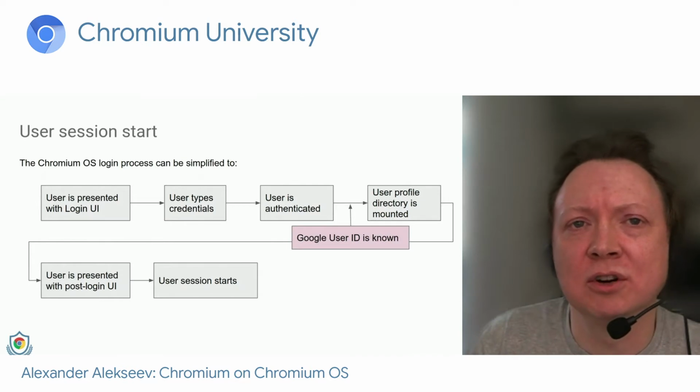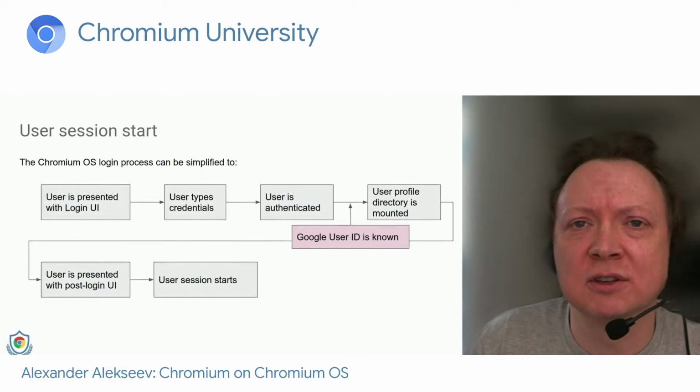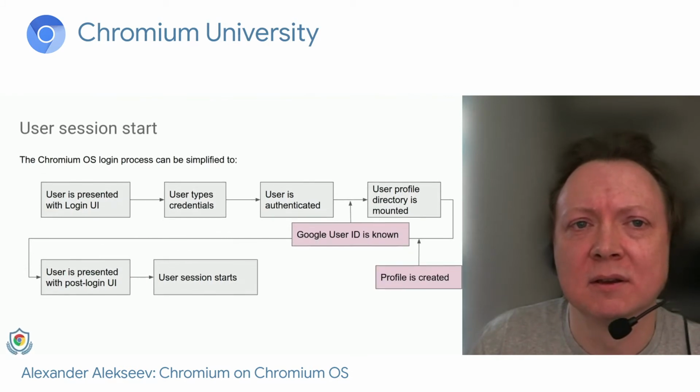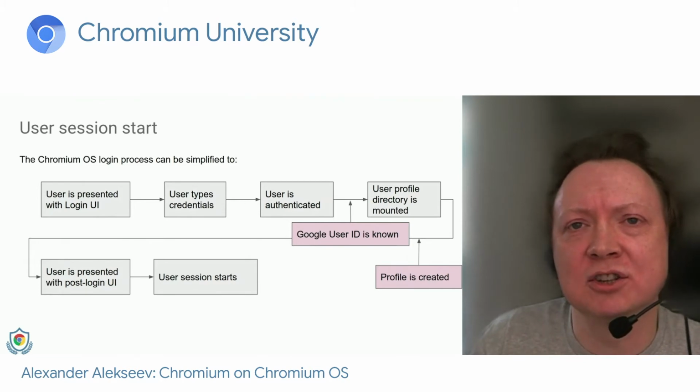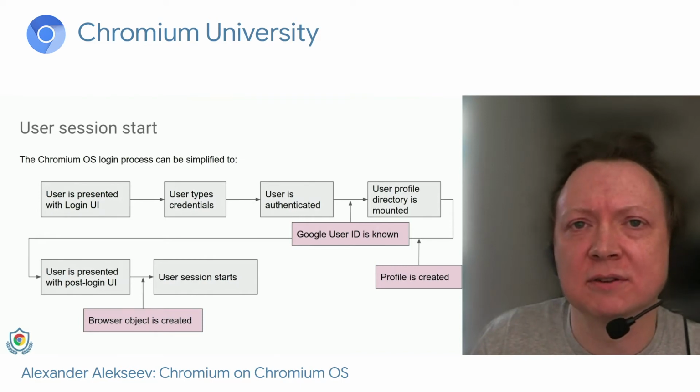This is where we know the Google user ID. This is important because it can potentially change from the previous session. And if your model is working through the login process, you should keep this in mind. This is where we create the user profile. Remember that at this stage, login UI is still displayed. And here we shut down the login UI and create a browser object. And from this moment, the user profile is used to display the content.